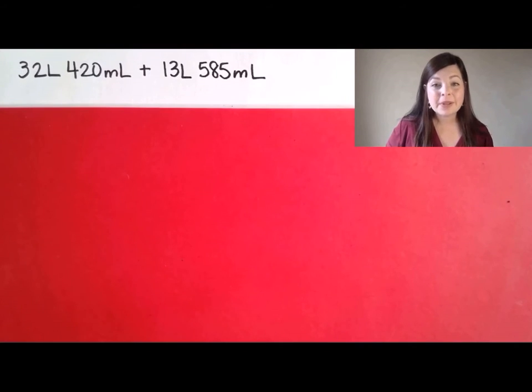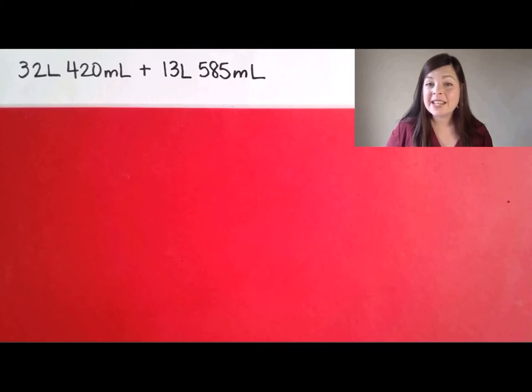Now let's apply what we're learning about mixed units of capacity to solve an addition problem. This will probably remind you of what we learned in our last 2 lessons. Let's read this addition expression together. 32 liters, 420 milliliters plus 13 liters, 585 milliliters. How can you use what we learned in our last 2 lessons to help you here?